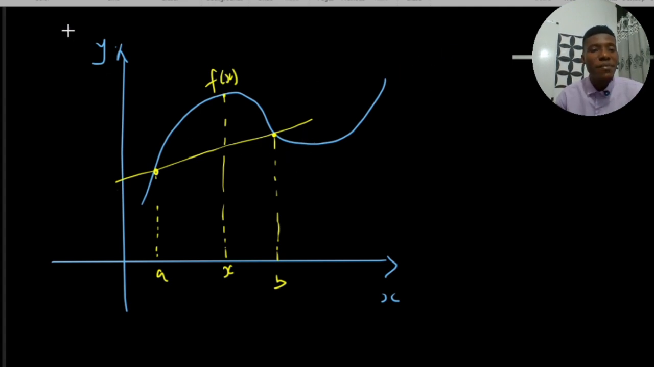I want us to name this line. Call this line g of x. If this line is g of x and this is f of x, now I want us to label this part. There is a vertical distance between g of x and f of x. That is this straight line and this curve. Let that vertical distance now be h of x. So now let's go back to our proof.